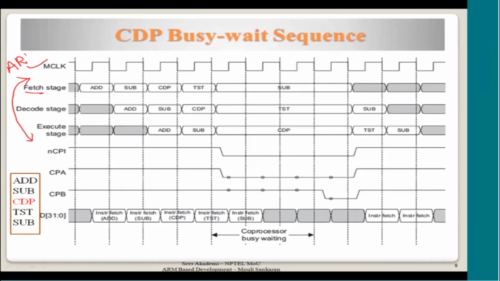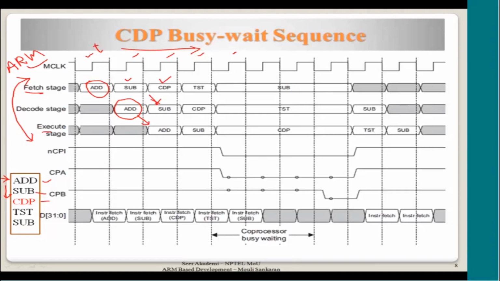This is the order in which the instructions are given. This is the starting address, and then the instructions go like this. Time-wise, this is the first clock cycle, and then the second, third, fourth. Now add comes into the fetch first, correct? Then add moves into the decode stage and sub gets into fetch, then add moves into the execute stage, sub moves into the decode stage, and the CDP instruction gets fetched.